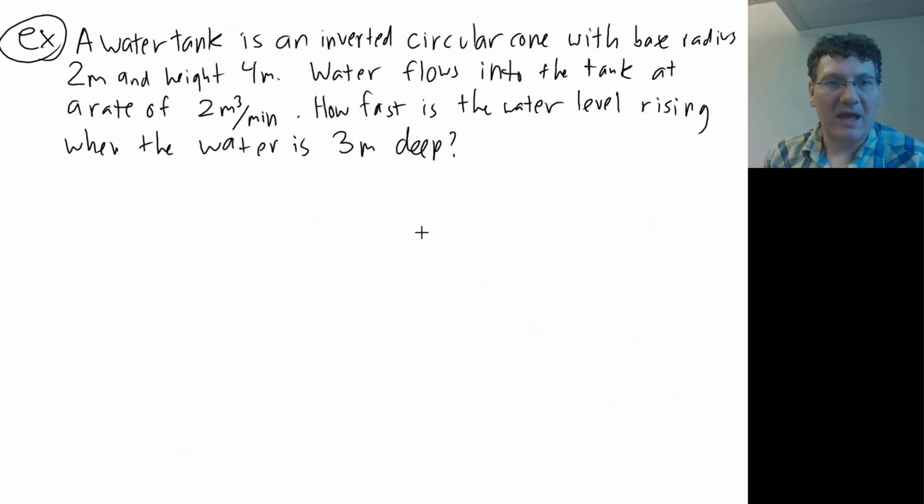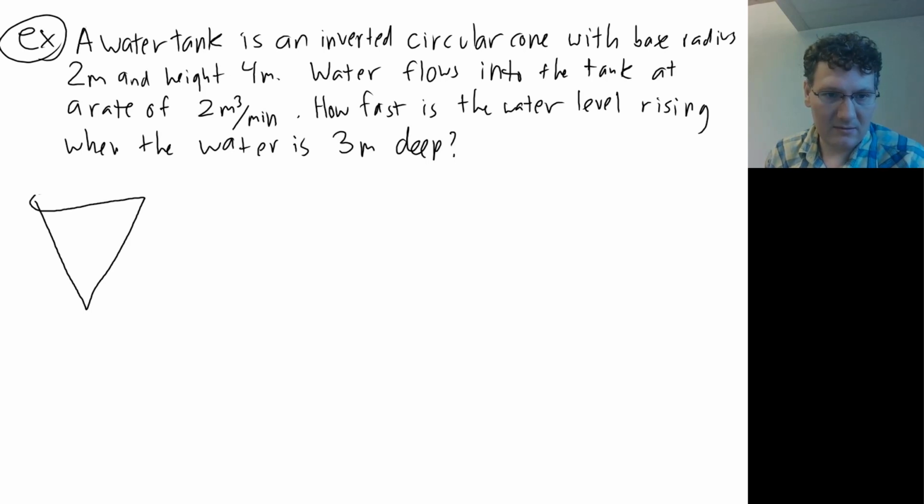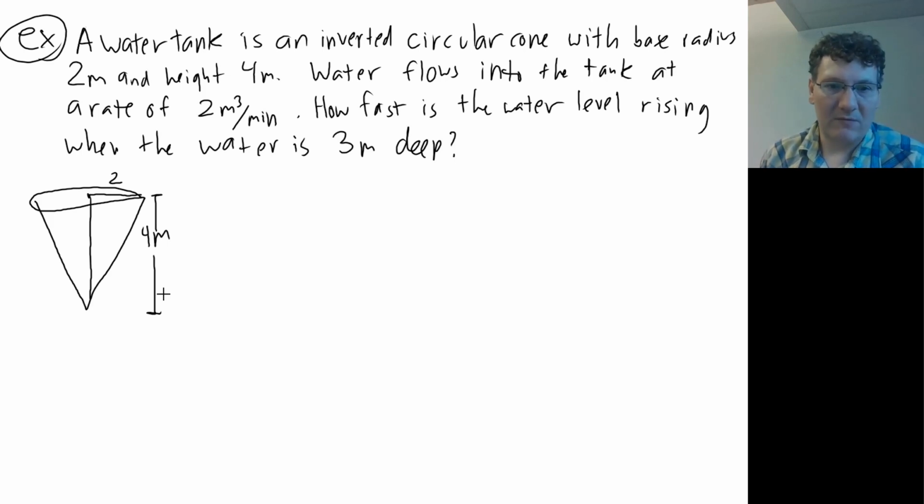Okay, so now we have this other example. A water tank is an inverted circular cone, which is to say it looks like this, like a snow cone. The base, which is the circular part, has a radius of 2 meters, whereas the height of this thing is 4 meters from top to bottom. The water flows into the tank at a rate of 2 cubic meters per minute. We want to know how fast is the water level rising.